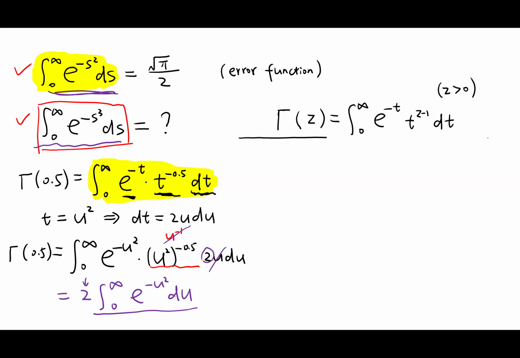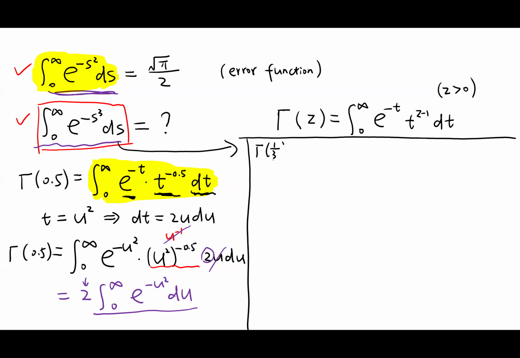But then which one? So basically, this relates to gamma function of 1/3, okay? Let's put it into the equation and see what we got. So this should equal to the integral from 0 to infinity of e to the power of negative t, and then t to the power of 1/3 minus 1, which is negative 2/3. Oh, sorry, this should be t, and then dt, okay?